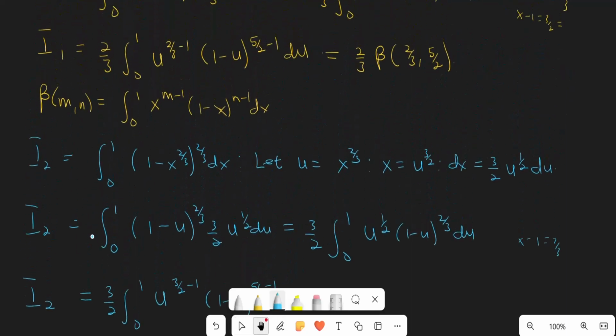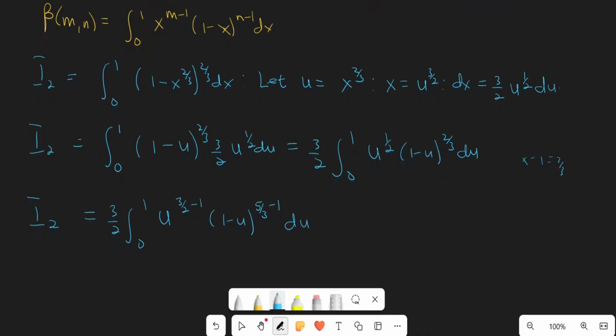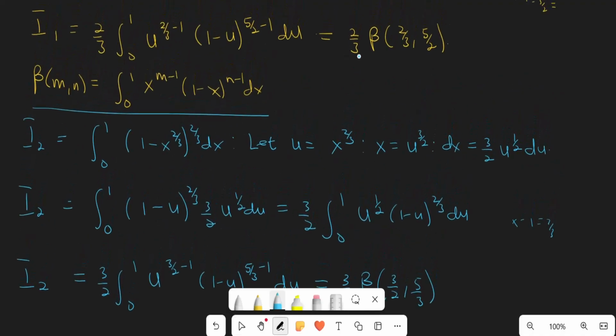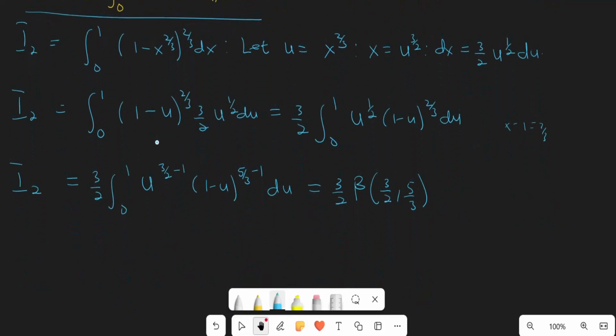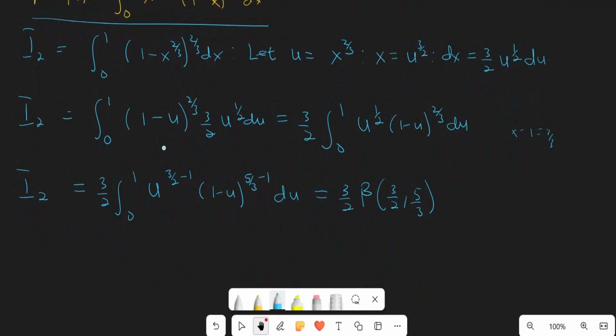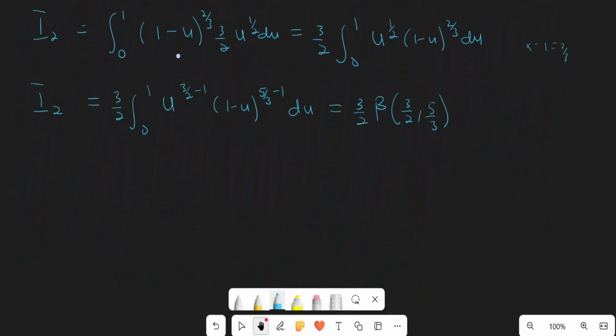And now we are going to compare that to the beta function again. Comparing that, we have this one equal to the beta of 3 over 2 and then 5 over 3. So the first one is 2 over 3, beta of 2 over 3 and 5 over 2. And the second one is 3 over 2, beta of 3 over 2 and 5 over 3.